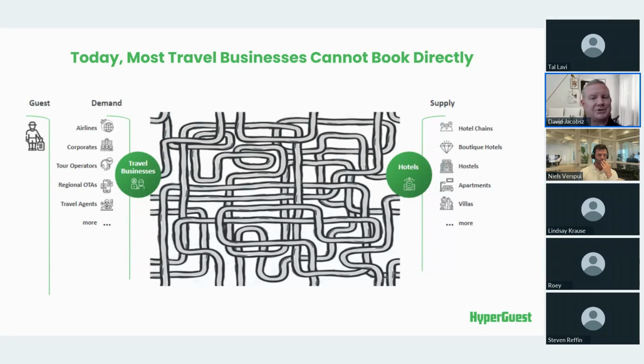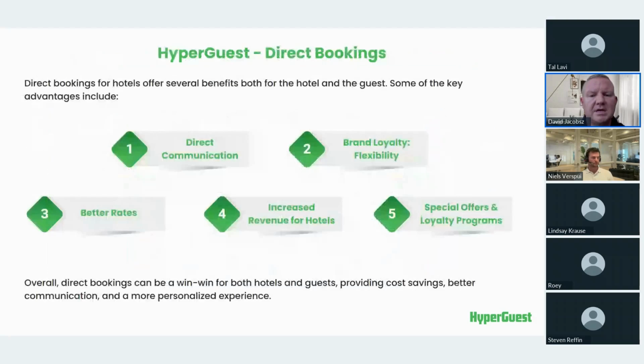So we try to eliminate the spaghetti screen that you've seen here by giving you direct access to agents B2B globally across the world. Okay, so I keep on talking about direct bookings. You keep on, at property level, talking about direct bookings. But what are these benefits? So HyperGuest can assist you with these benefits.